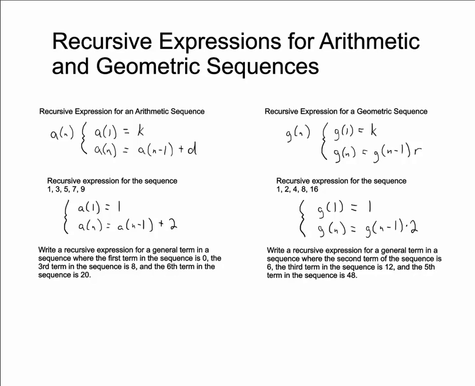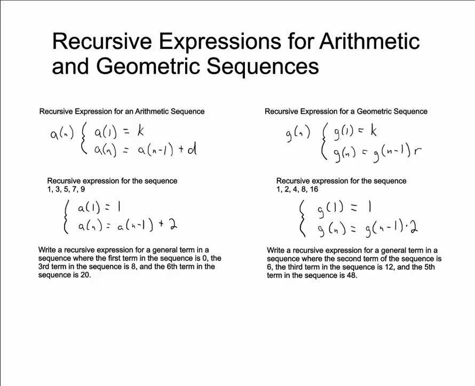So for example, I have a function a of n, and that function is defined as a of 1 is equal to k, which is the first term in a sequence, and then a of n is equal to a of n minus 1, meaning the previous term, plus d, the common difference. And that's a lot to unpack, so let's do an actual example.